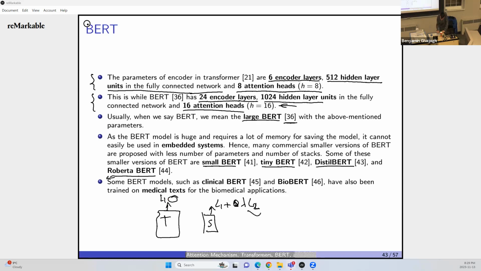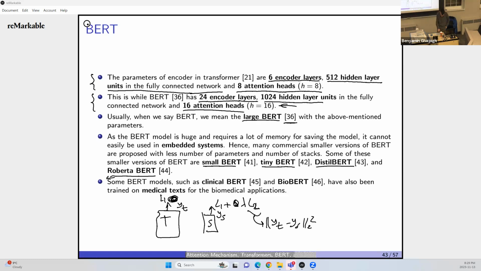So assume the output of the teacher is Y teacher and the output of the student is Y student. Loss two can be the mean squared error of Y teacher and Y student. Y student should be similar to Y teacher. Do you get it? So now this is distillation. Again, there are different variants, so it's a family of methods.